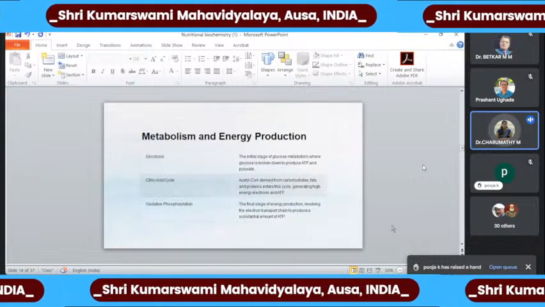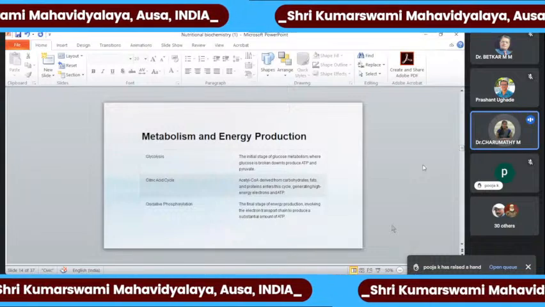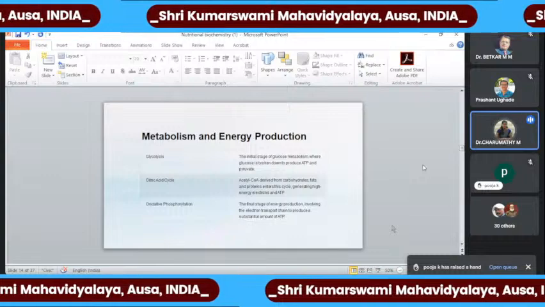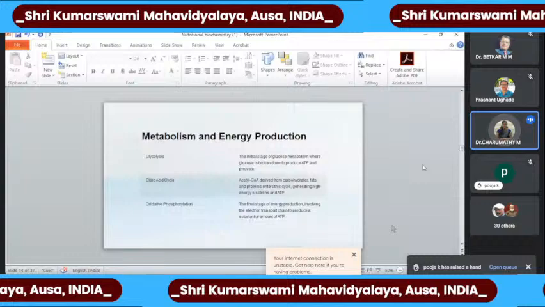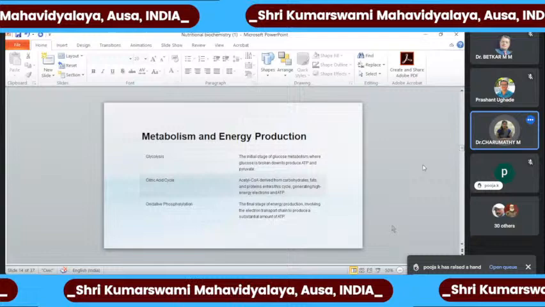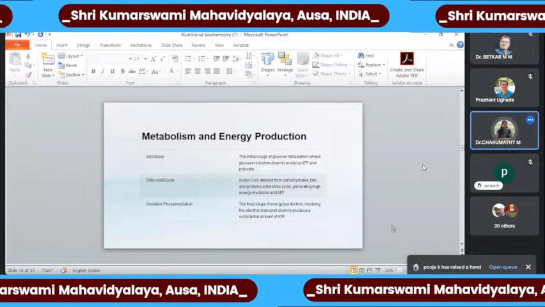So, metabolism and energy production. In that we have glycolysis. That is glycolysis, a pathway. Pyruvate and lactate are formed by oxidation of glucose. It gives energy and produces ATP. And the citric acid cycle is otherwise known as the Krebs cycle.